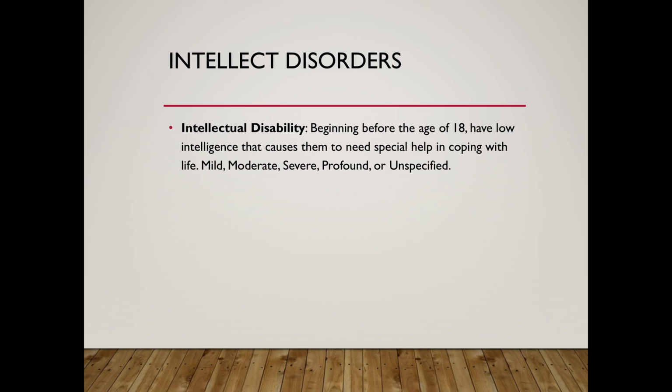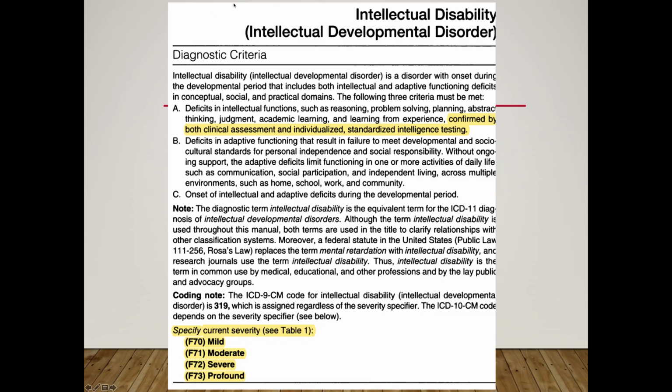And this is a disorder where the person has a lack of intelligence. And remember I said before that the DSM has different severity specifiers? This one has mild, moderate, severe, and profound. So let's look a little bit more. A couple things I want y'all to know. One is that there are different domains, that they have deficits intellectually and adaptively in conceptual, social, and practical domains.